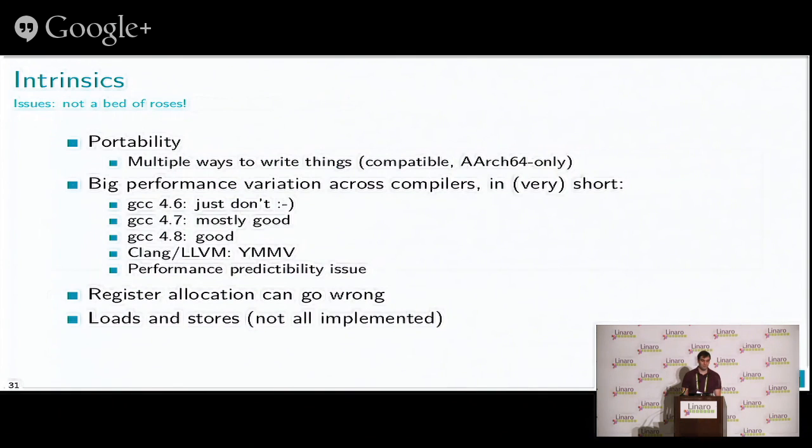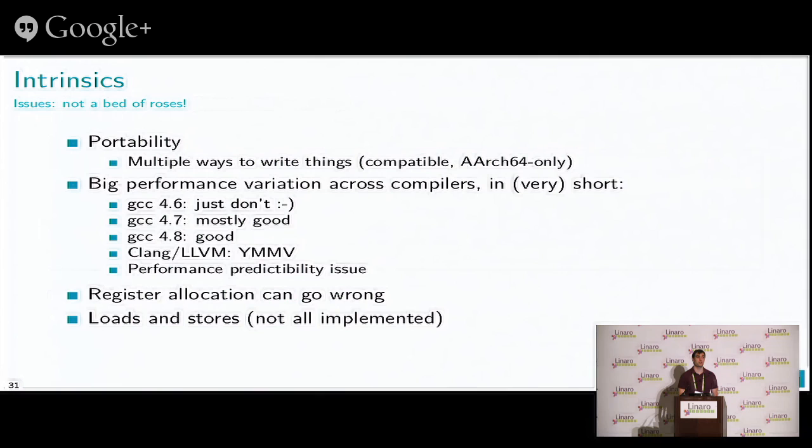I've included small hints as to which version of compilers you should use. Basically, before 4.7, just don't expect anything to work properly. It will work, but you will face a lot of problems. But it also means you have a performance predictability issue. So if you change your compiler, your code can suddenly start to perform differently, which might not be what you want sometimes. Another problem is that register allocation can go wrong.